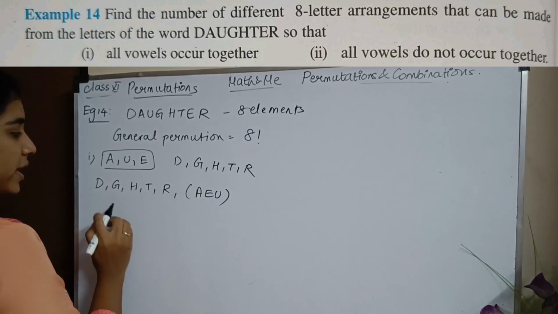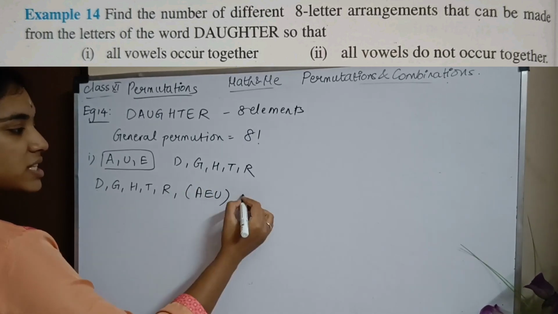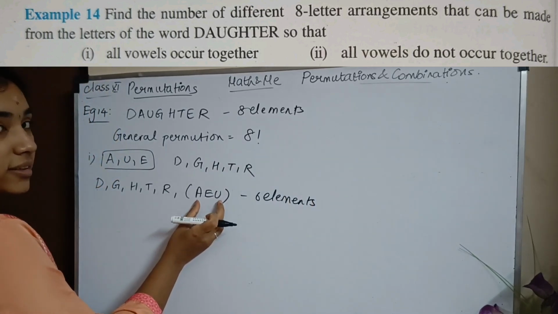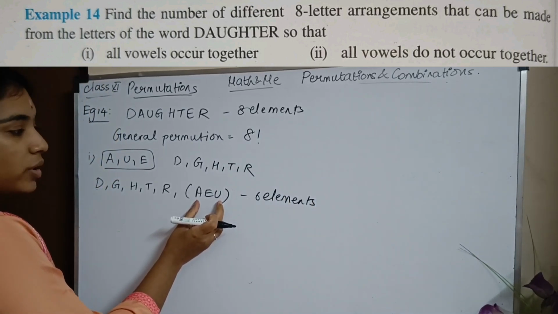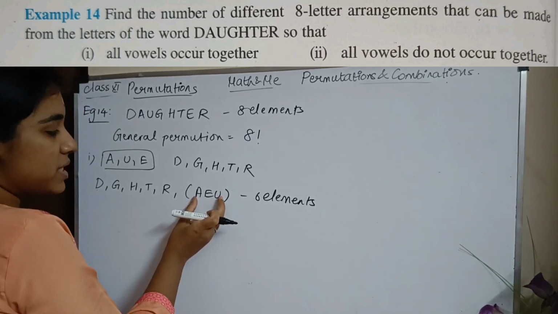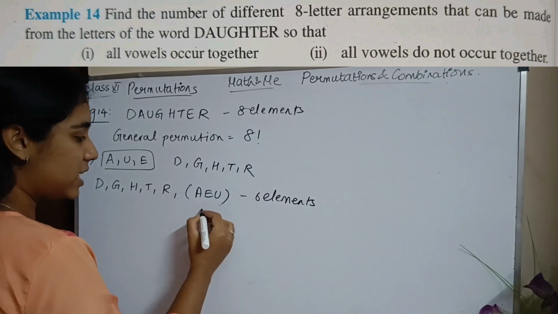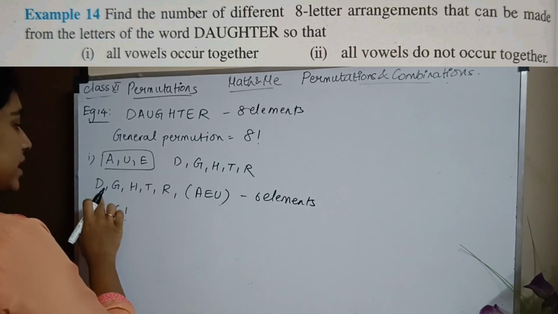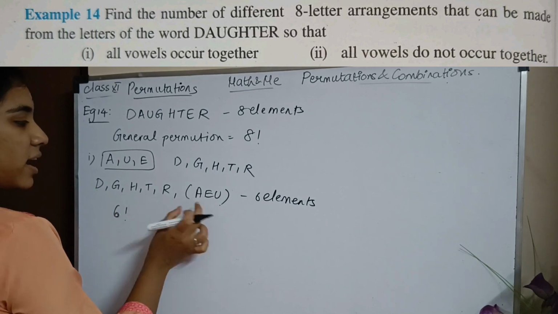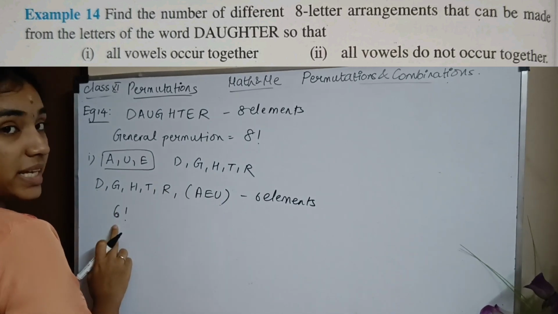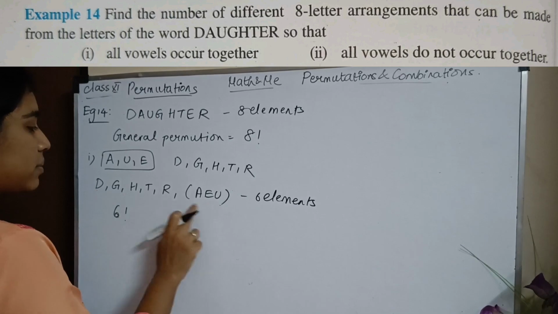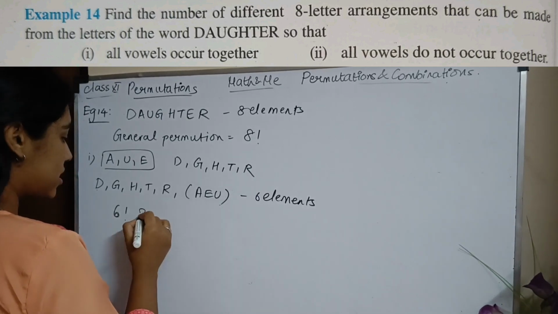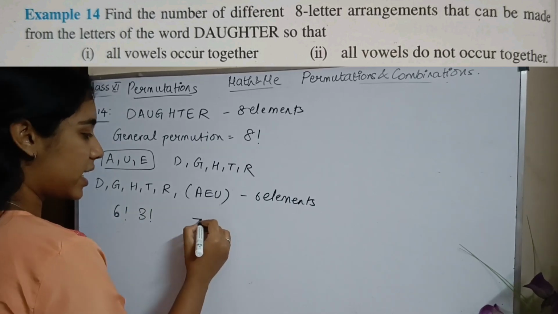Now how many elements do I have? 1 2 3 4 5 6. I have 6 elements. Basically I want my vowels to be placed together, so I take that as one element. Okay, but within this, the vowels can interchange their places in 3 factorial ways. Correct? So this is basically 6 factorial. D, G, H, T, R and the vowel group can be placed in 6 factorial ways. Correct? There are 6 elements. So 6 factorial times A, E, U can be arranged in 3 factorial ways. Correct? I have 3 places.